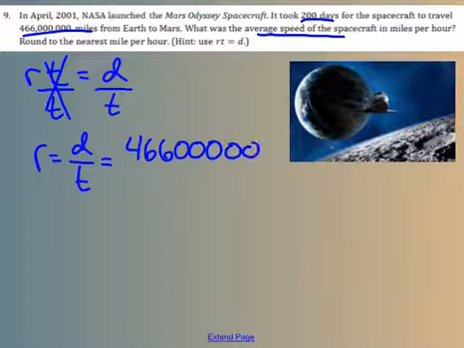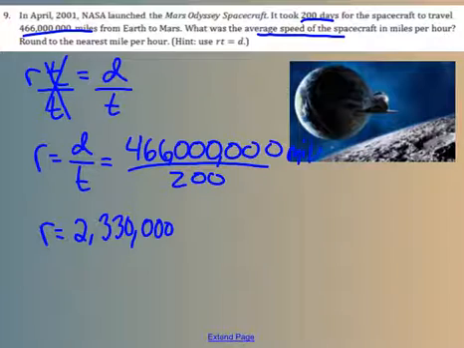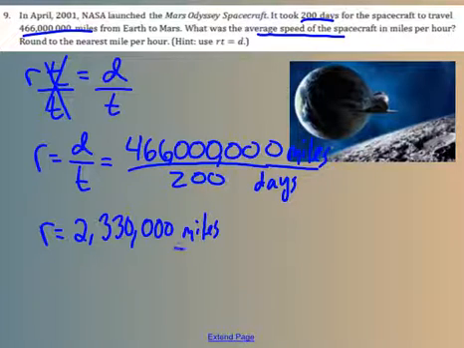46,000 divided by 200. So that's cool. Rate is going to equal 2,330,000. So this is miles over days. Miles per day. So that's 2 million miles per day, roughly.